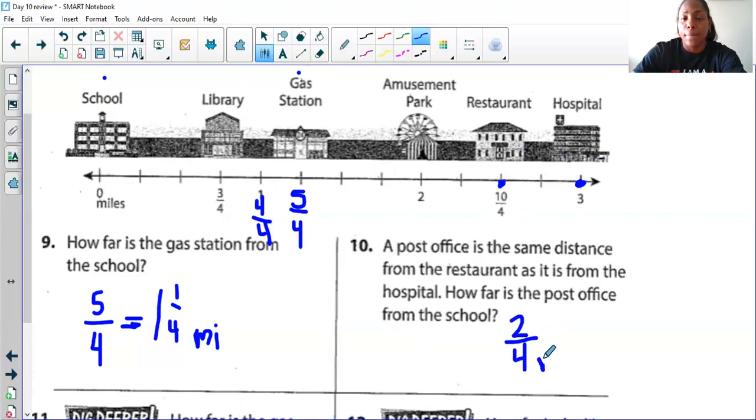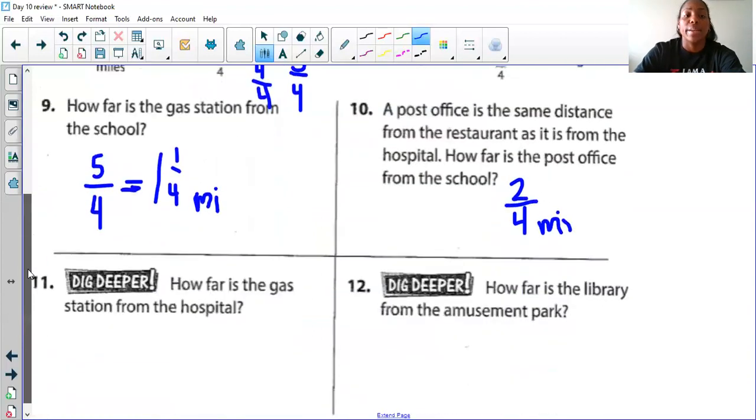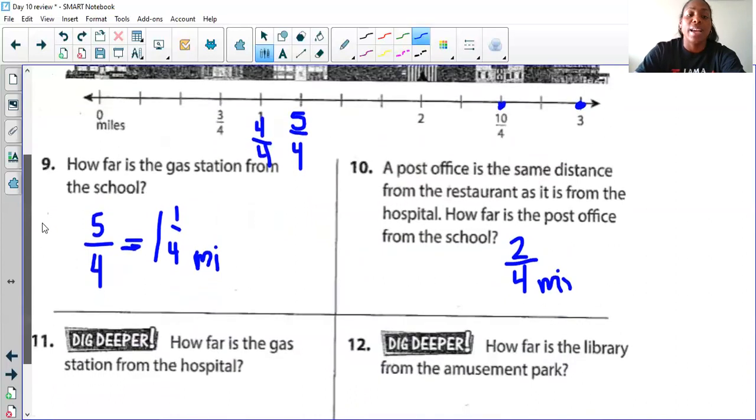2/4 mile. Because remember, I told you, they're saying that the post office is the same distance from the restaurant to the hospital. So that means the post office is going to be the same distance to the school. That's 2/4 miles. All right, so now I want you to try to do the same thing with the gas station. How far is the gas station from the hospital?